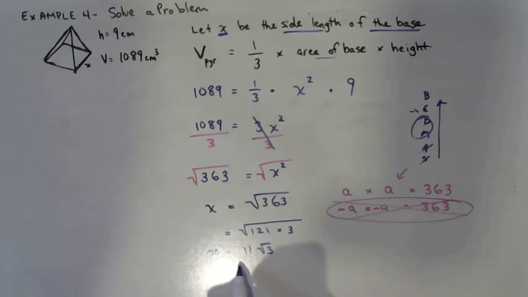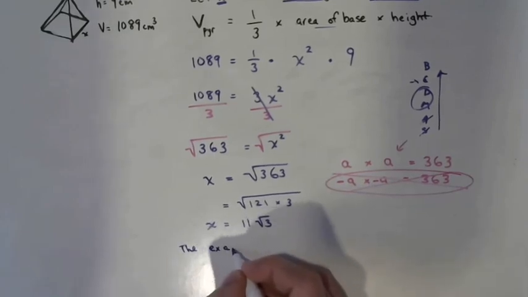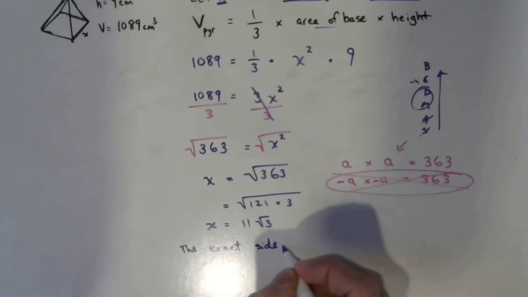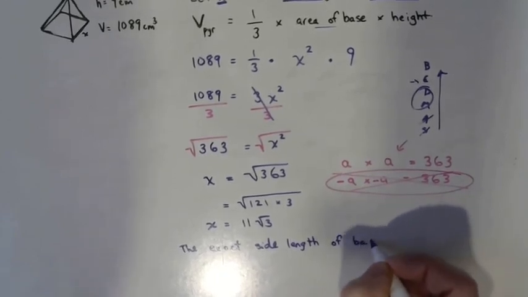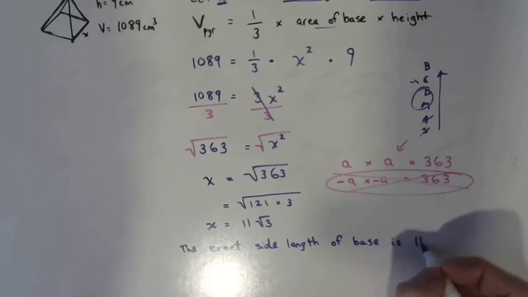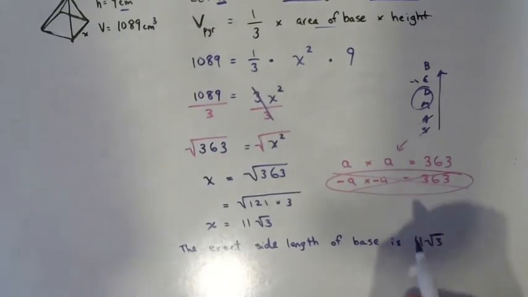If you want to see why we do this, go ahead and punch 11 radical 3 into your calculator, and hit enter, and you'll see you get an awkward decimal that is not exact. It's rounded, as we discussed earlier. So the exact side length of the base is 11 radical 3. And what units are we working in? Centimeters.